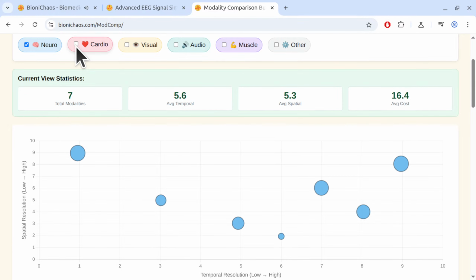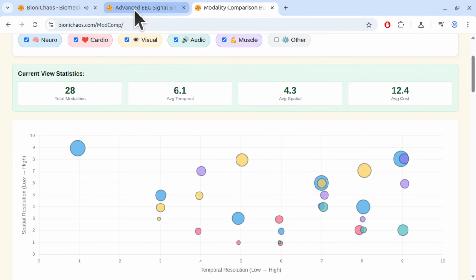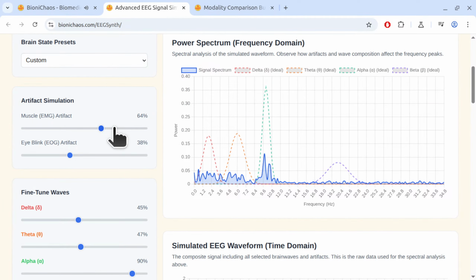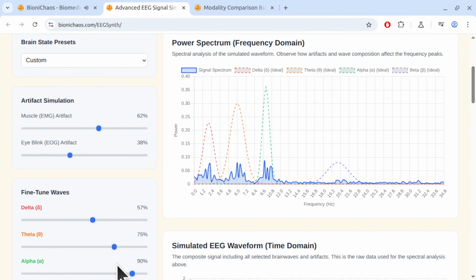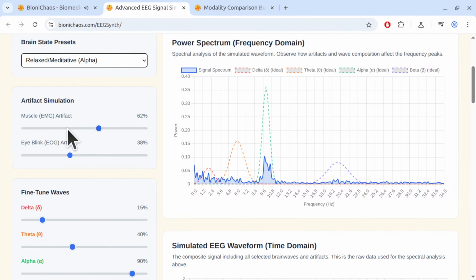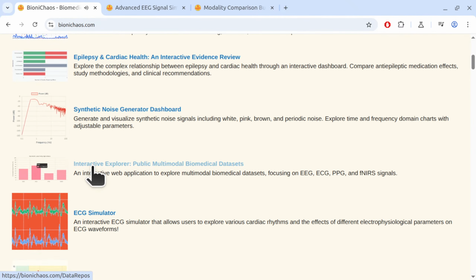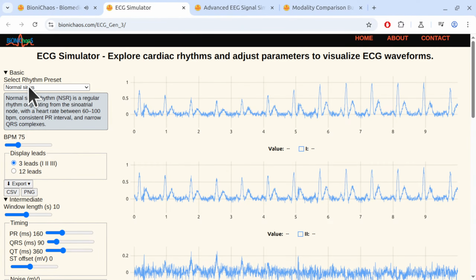And here's where the simulators really come into their own, I think. We're talking about tools like the Advanced EEG Signal Simulator. Here you can actually customize brain waves, delta, theta, alpha, beta patterns, and you can even simulate artifacts. Artifacts, those unwanted interferences, super important for a complete picture. Precisely. Or you take the ECG simulator. That lets you explore various cardiac rhythms, see the effects of different electrophysiological parameters directly on the ECG waveforms, which raises a really important question. How does actively simulating these vital signs deepen understanding compared to just reading about them in a textbook?